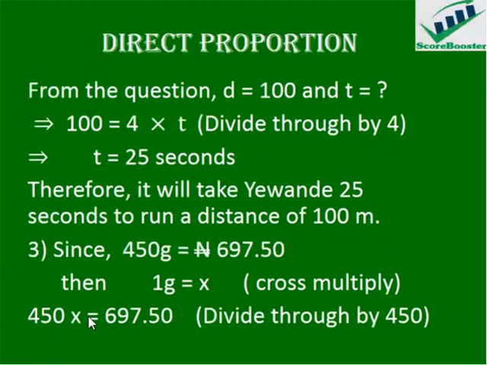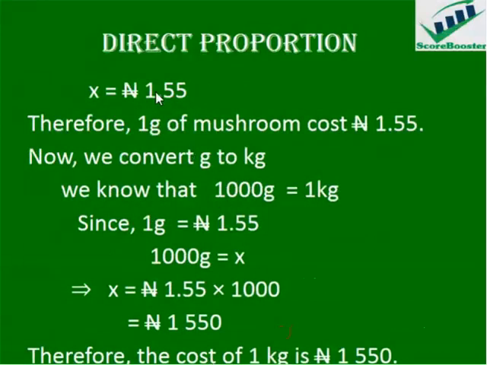So 450x equals 697.50, but we are looking for the value of x alone, not 450x. So we divide this side and this side by the coefficient of x, which is 450. So x will be what? 697.50 over 450. If you use your calculator for that, you get 1.55.